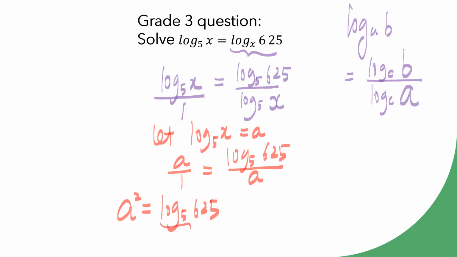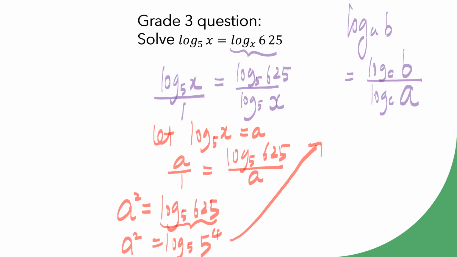Okay, we're going to simplify this one. So how do you simplify that? 625 is just 5 to the power of 4. You can use your calculator to verify. 5 to the power of 4 gives you 625. So we have a squared equals log 5, then 5 to the power of 4.